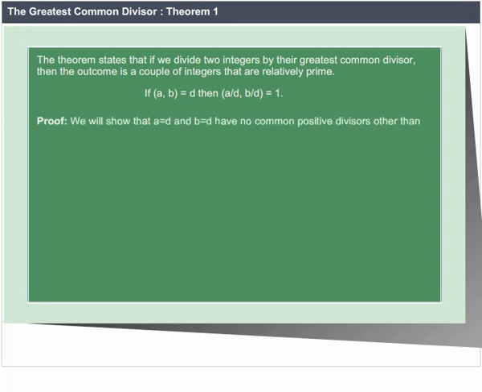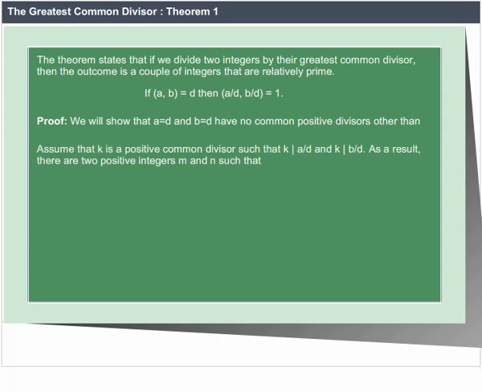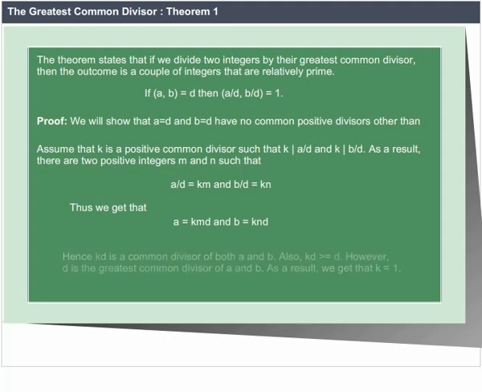Proof. We will show that a/d and b/d have no common positive divisors other than 1. Assume that k is a positive common divisor such that k divides a/d and k divides b/d. As a result, there are two positive integers m and n such that a/d equals km and b/d equals kn. Thus, we get that a equals kmd and b equals knd. Hence, kd is a common divisor of both a and b. Also, kd is greater than or equal to d. However, d is the greatest common divisor of a and b. As a result, we get that k equals 1.